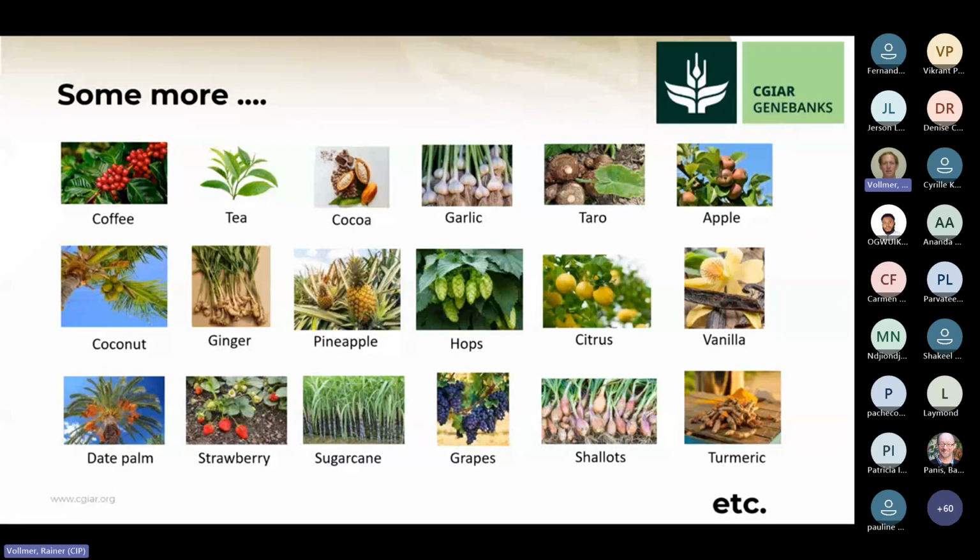But there are many more, and surely you will find some that you have in your region. And we could fill some more slides. There's only one here, but you can see there are many important ones. There are also many other fruit trees, forest trees. Here you have a short overview of what clonal crops are.